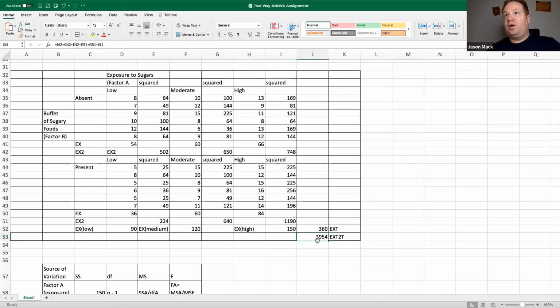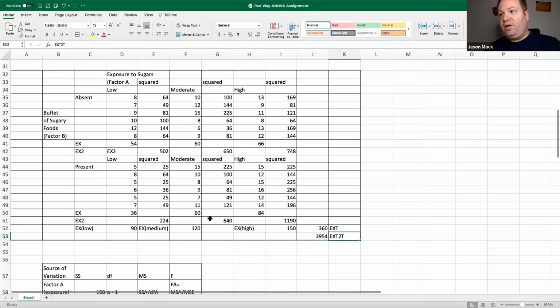Then this last one was all of the squares totaled. So we started with this one right here. So we took all of these right here. 1, 2, 3, 4, 5, 6. And we got a total. So that's a total of all of the squares. So it's that one, that one, that one, that one, that one, and that one.